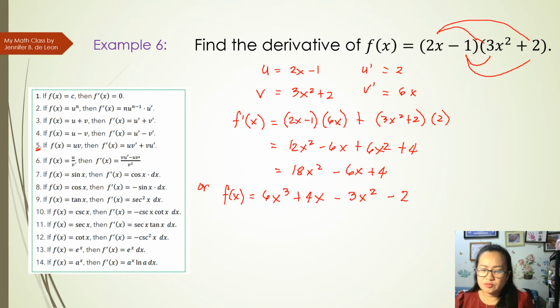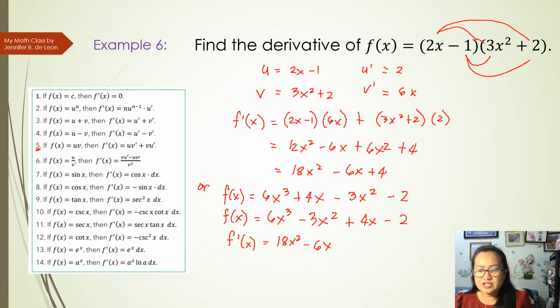Now simplifying, we will have f of x is equal to 6x cubed minus 3x squared plus 4x minus 2. Now getting the derivative of this polynomial by applying the addition and subtraction rule, we will have f prime of x equal to 3 times 6, that is 18, then deduct by 1 degree, we have 18x squared. Then here, 2 times 3 is 6, then deduct by 1 degree, we have 6x, and the derivative of 4x is 4.